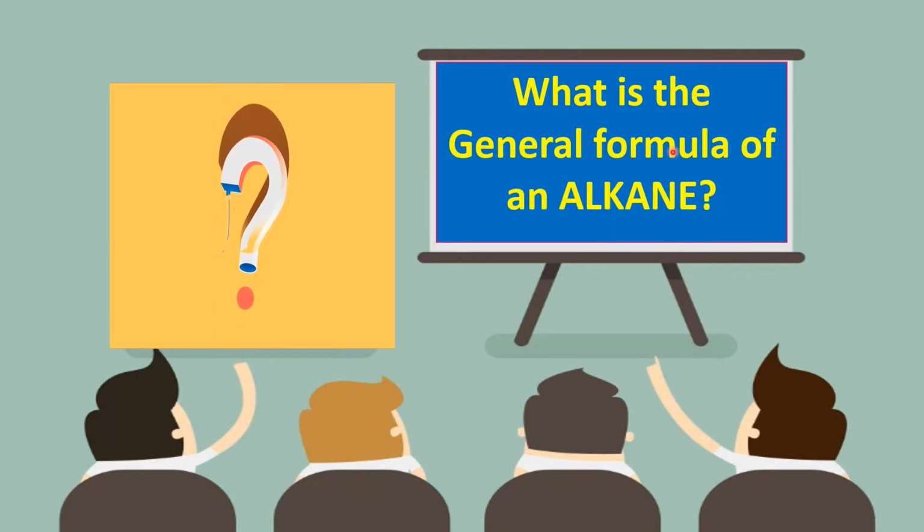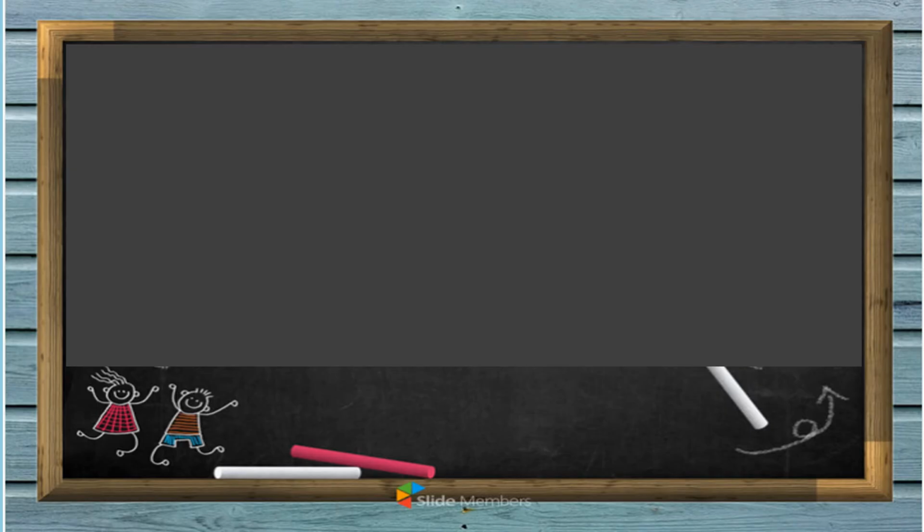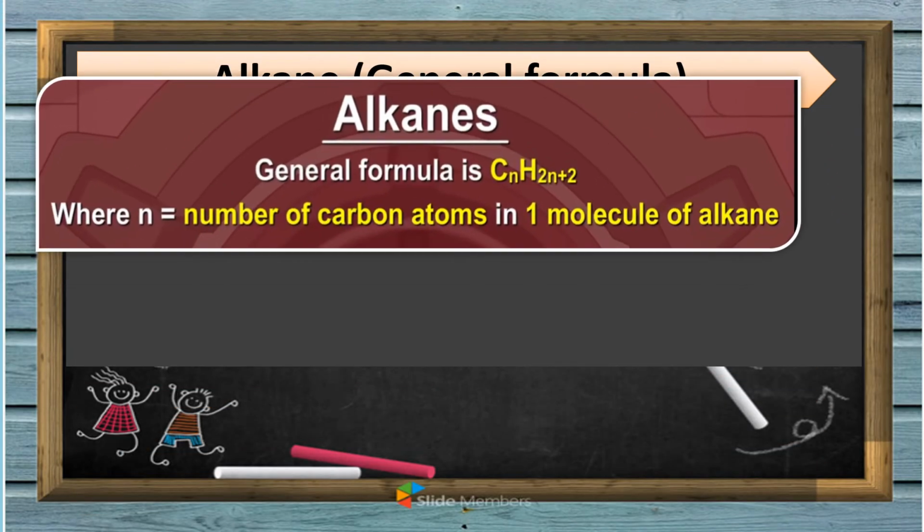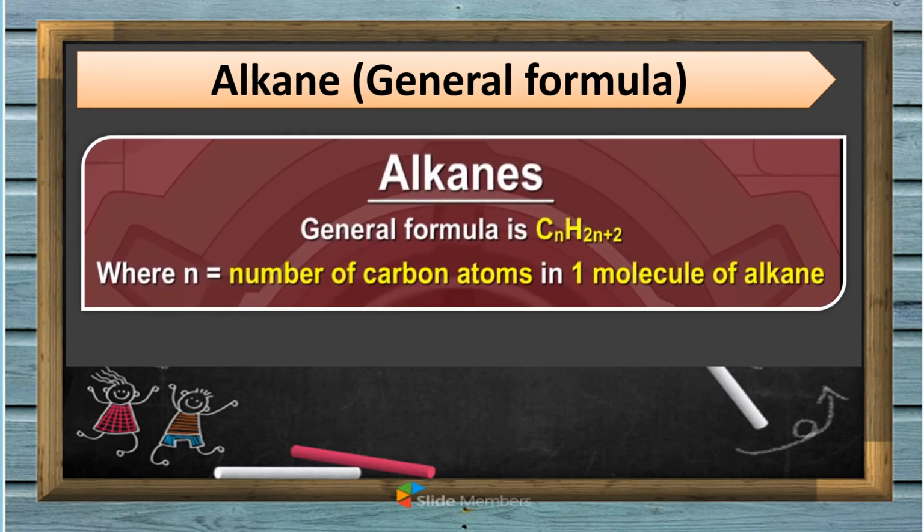So again, what is the general formula of an alkane? Can you still remember? So this is the general formula of an alkane. We have CnH2n+2, where this n refers to the number of carbon atoms in one molecule of alkane.